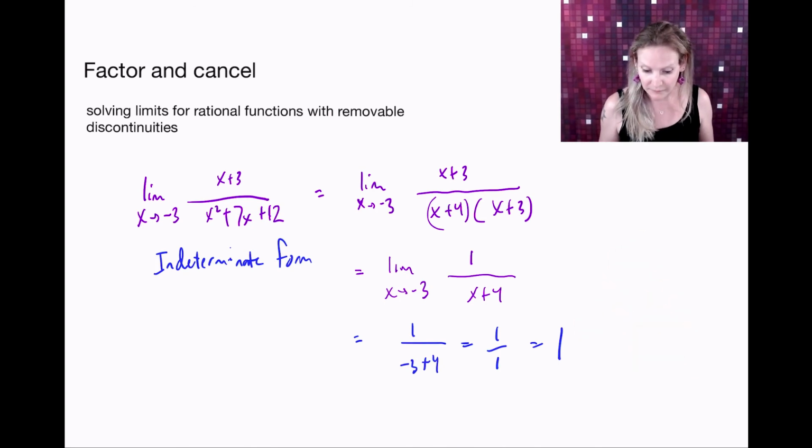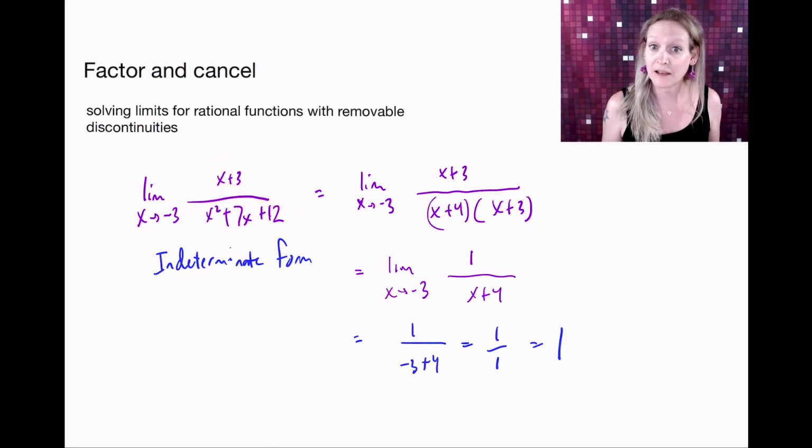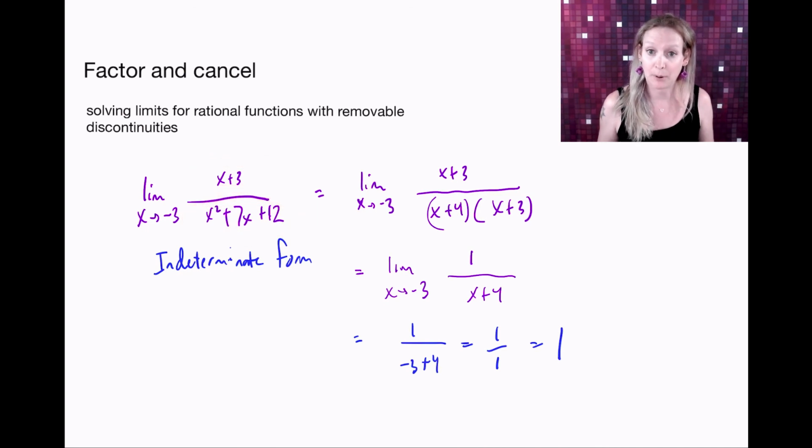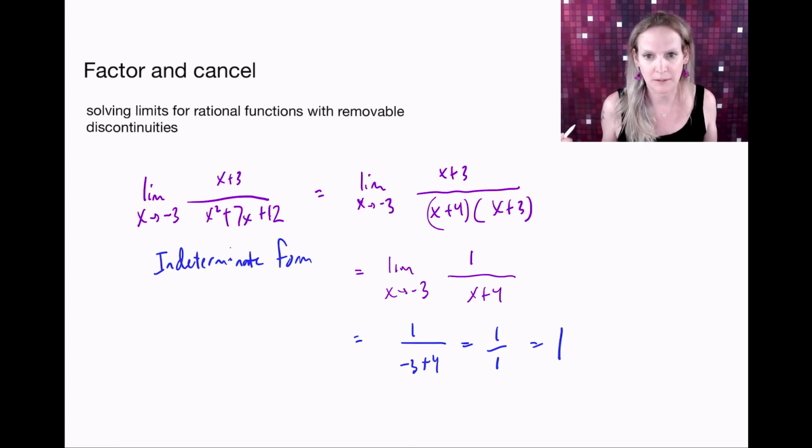So in factor and cancel, our objective is to factor both the numerator and the denominator and cancel common roots. It's possible that there might be a common root multiple times. And in that case, you just do it multiple times.